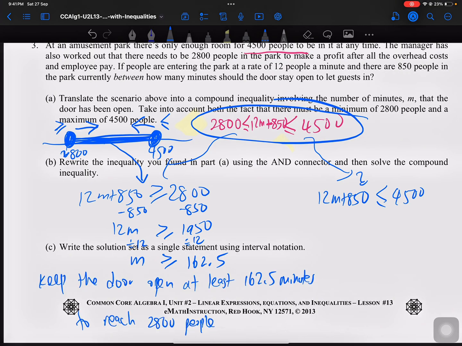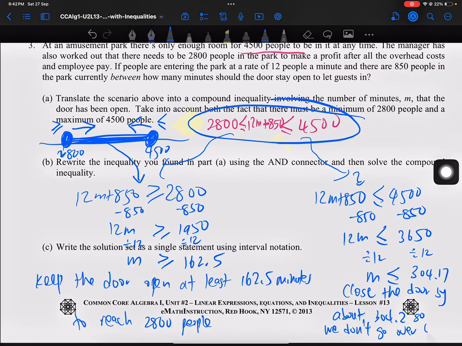Okay, next part. Same, minus 850. And then here is 12m less than 3,650. And then divide 12 both sides. I have m less than 304.17. So meaning that close the door by about 304.2 minutes, so we don't go over 4,500.